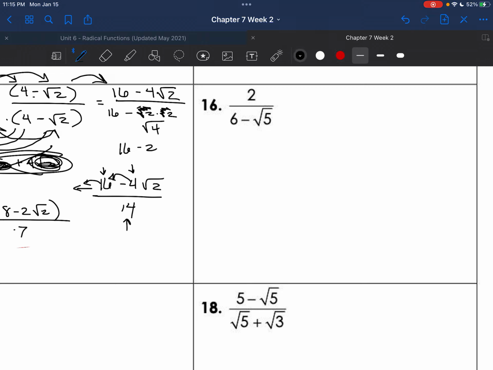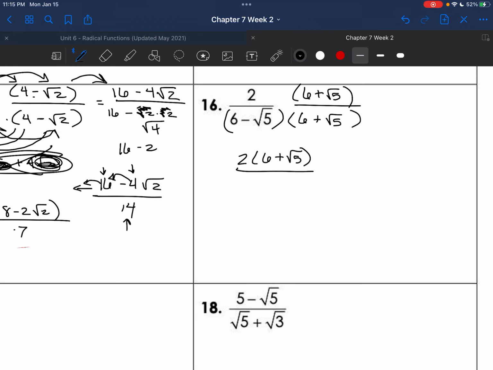I've got 6 minus the square roots of 5. So this has to stay together as a binomial. My complex conjugate is 6 plus the square roots of 5. I've got to multiply by the same on the top and the bottom. So we're going to leave this out. I'm going to have 2 times 6 plus the square roots of 5. And on the bottom, I'm just going to do the first and the last because we know the outer and inner, we've just forced them to go away.